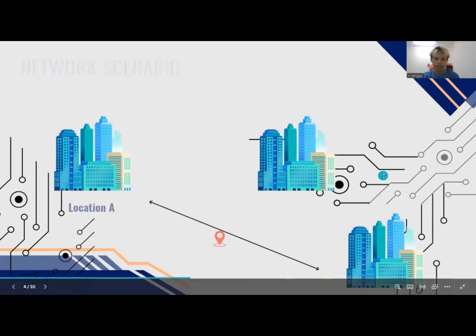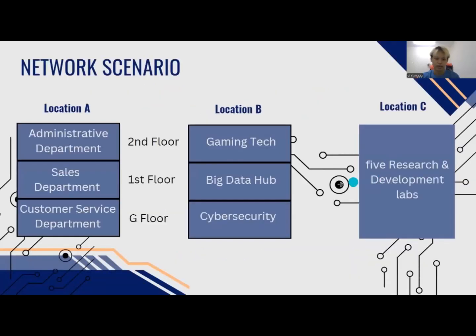In location A, they have a different department on each floor. The second floor is the administrative department. The first floor is the sales department, and the ground floor is customer service. In location B, also the same, they have three different departments, which are gaming tech, big data hub, and cybersecurity. These departments are called the digital IT division. In location C, they have 5 research and development labs.